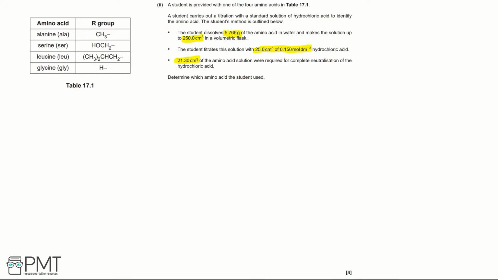Firstly, working out the moles of hydrochloric acid used. We're going to use the equation triangle of n divided by v times c, n standing for moles, v standing for volume, and c standing for concentration. So using the information in the question, we're going to do volume times concentration. Volume will be 25 times 10 to the negative 3 because we're converting centimeters cubed into decimeters cubed.